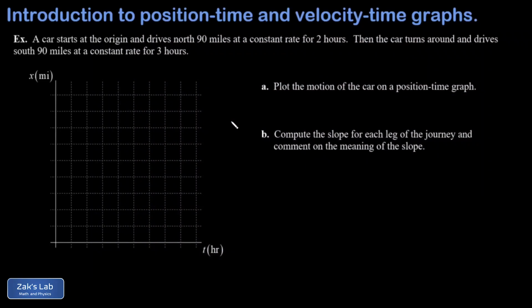In this video, we learned to visualize position and velocity for an object moving in one dimension, and we established the meaning of slope for a position time graph and the meaning of area for a velocity time graph.